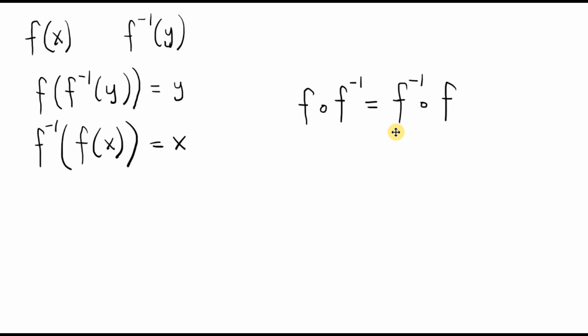You can state that more abstractly in terms of function composition. So if you take the composition f and the inverse, or inverse and f, they will be equal to the identity function. And the identity function is a function that will give you back the same number you put in.